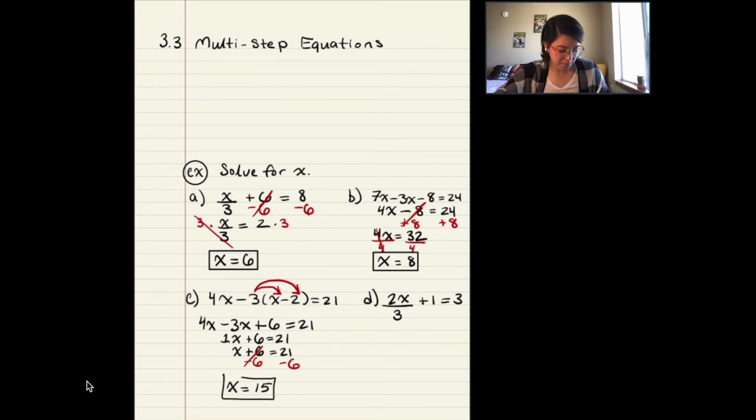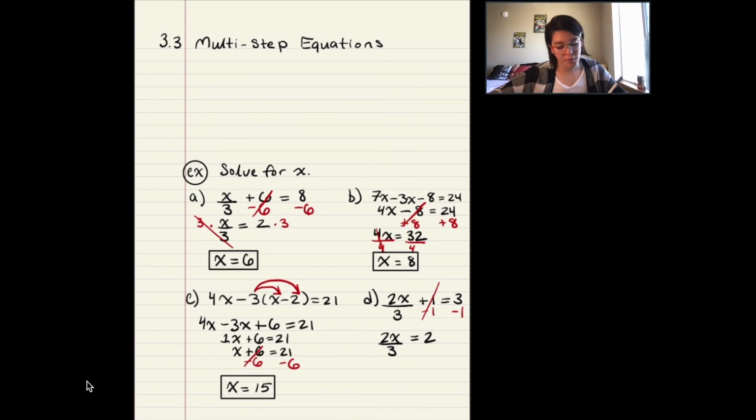And there we go. For the last one, we have 2x over 3 plus 1 is equal to 3. Again, we have to do inverse operations. So we have plus 1. The inverse operation of adding 1 is going to be to subtract 1. We have to do that to both sides. So we have 2x over 3 is equal to 3 minus 1, which is 2.